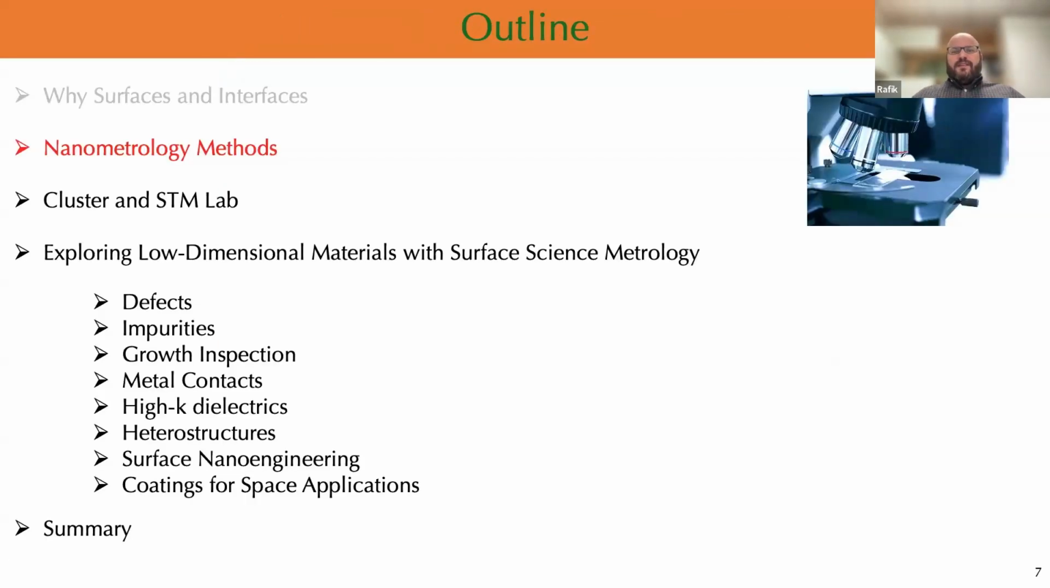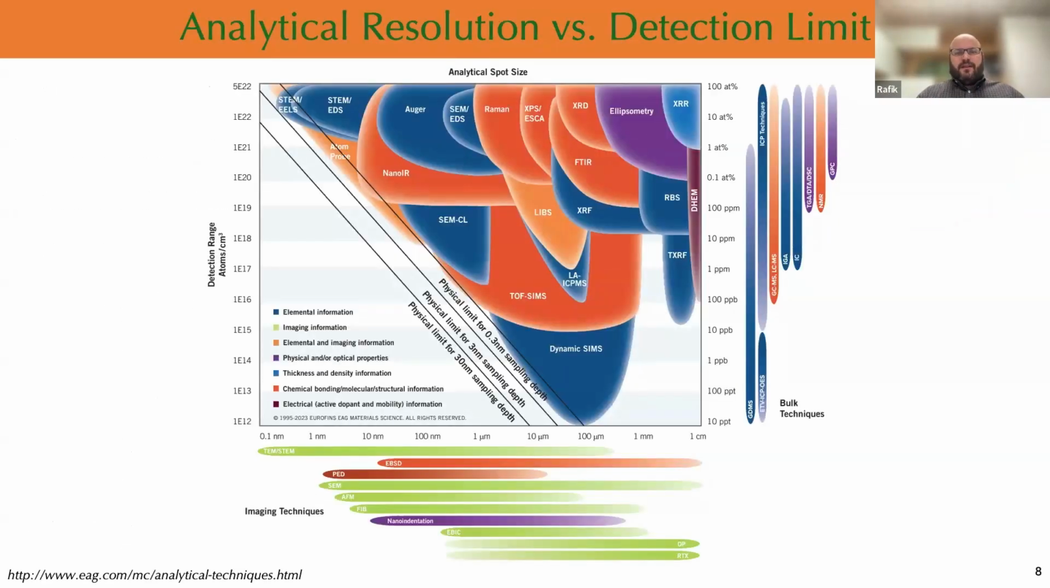So to study these surfaces and interfaces, we need to look at them at the nanoscale. For example, using this smart chart from Oxford, we will find a wide range of techniques for material characterization.